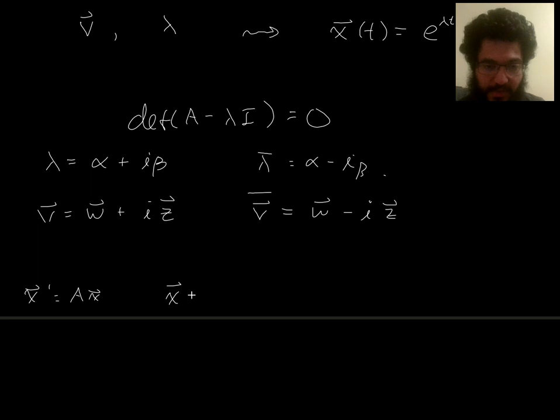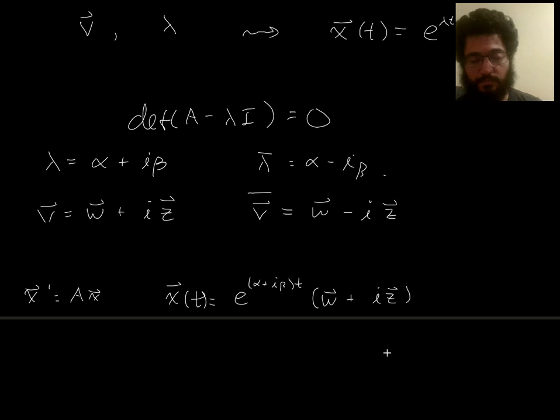So let me just write down what it is. It would be x of t equals e to the eigenvalue t times the eigenvector. And now let me write out the eigenvector in terms of real and imaginary parts. So scalar times vector, and they have complex entries. So what did we do last time, back in chapter 2, when we had complex solutions and we wanted real ones?